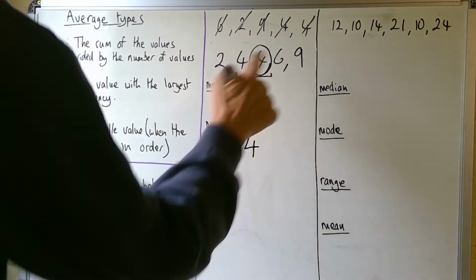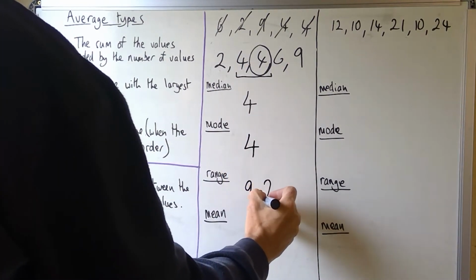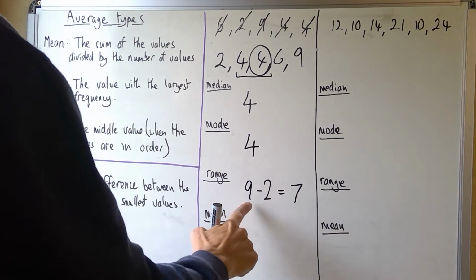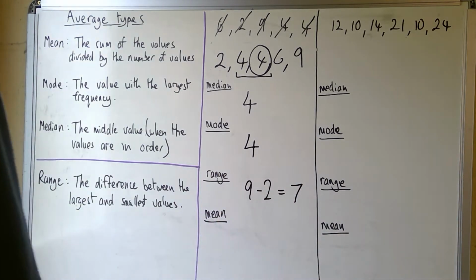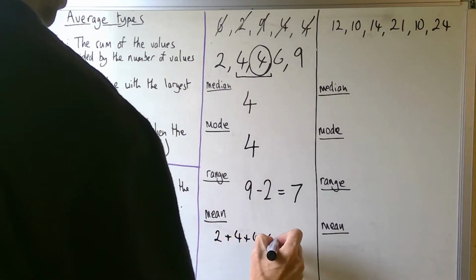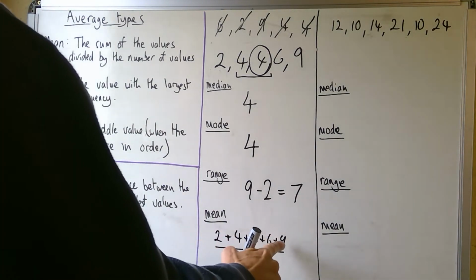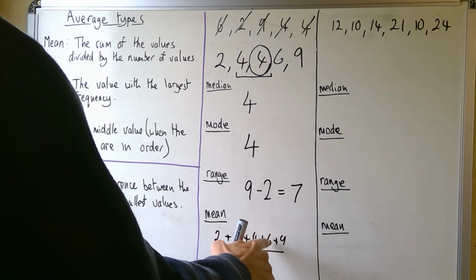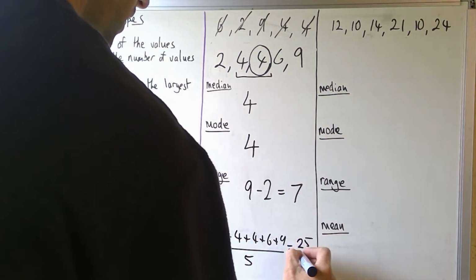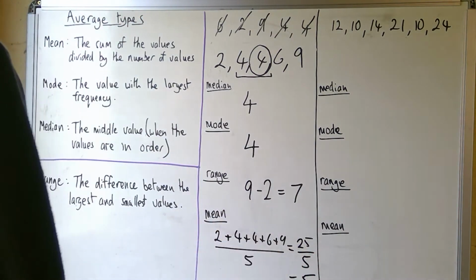When the numbers are ordered, it's easier to calculate the range also. So I've got 9, subtract 2, which is 7. You must actually do the subtraction, so the range is 7 rather than 9 to 2, so it's 7. And the mean, we have to add them all together, 2 plus 4 plus 4 plus 6 plus 9, divide that by 5. When I add those together, I get 9, 15, 19, 23, 25. 25 over 5, which is 5. So the mean's the one that probably requires the most calculating.